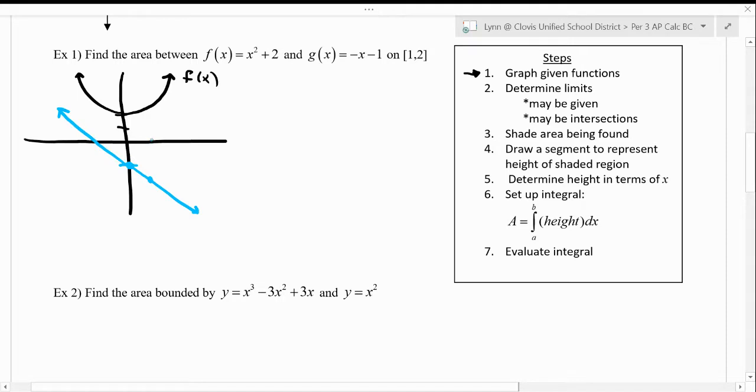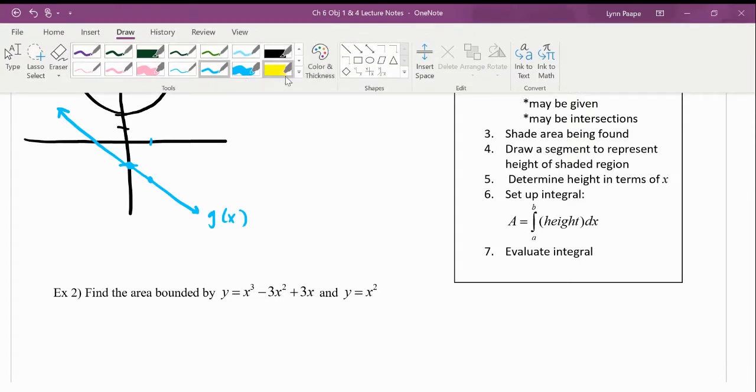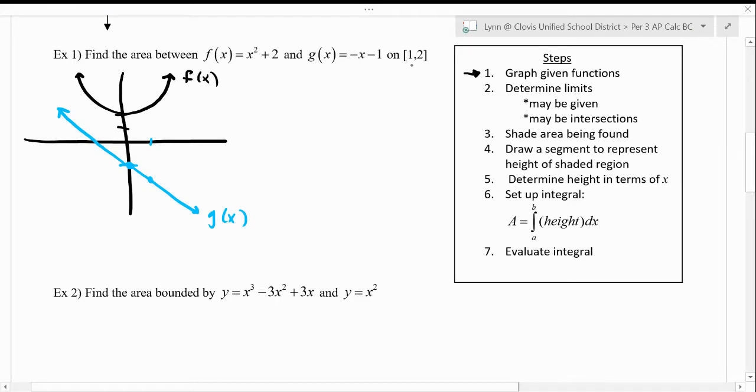scale. So let me just do that, okay? And so then that would be g of x. And then I'm bounded by 1 and 2, right? So my limits are from 1 and 2. So there's 1, and then I'll just say 2 is over here. And so I know I'm looking at the section from 1 to 2. So this is the area that I'm trying to find, okay?